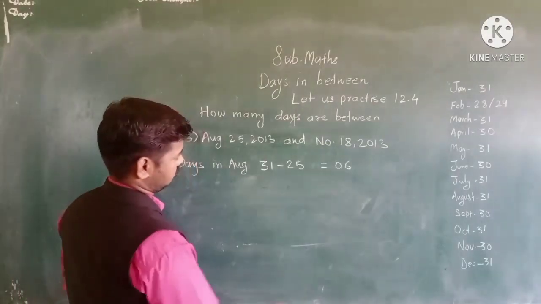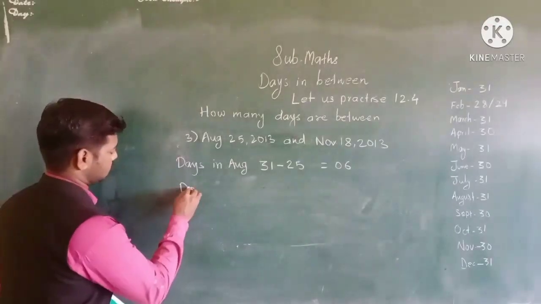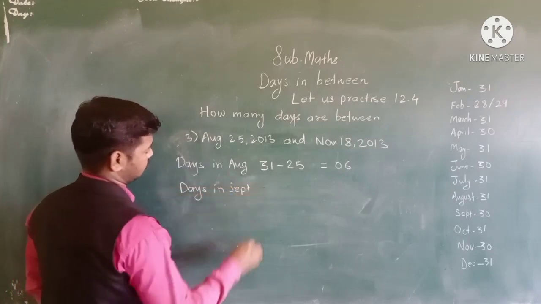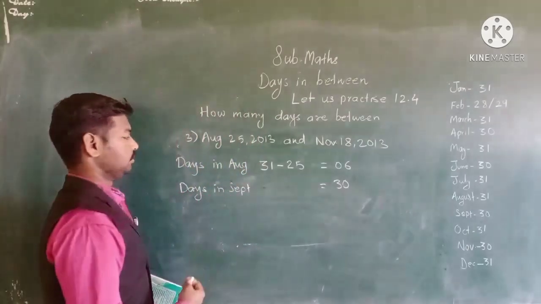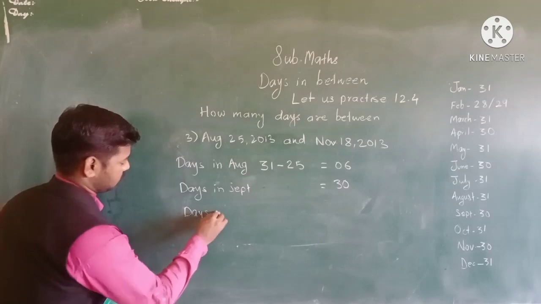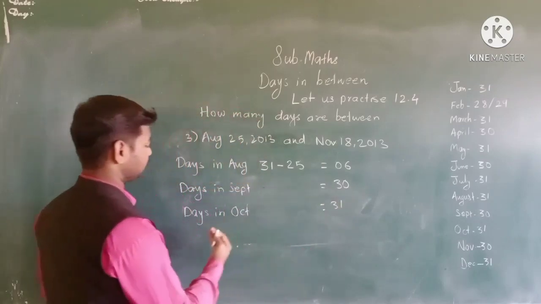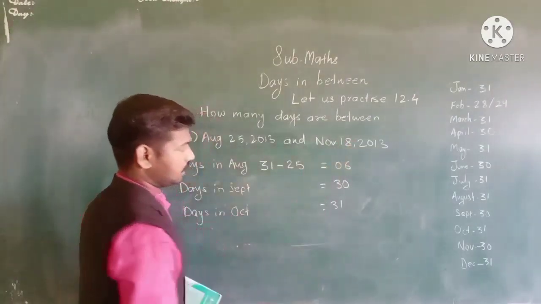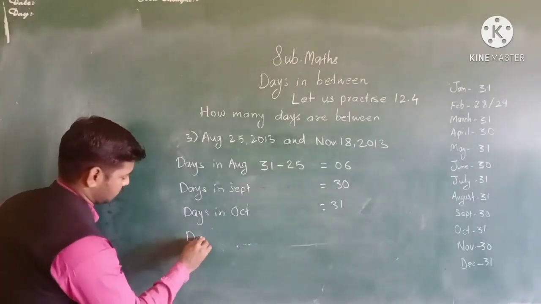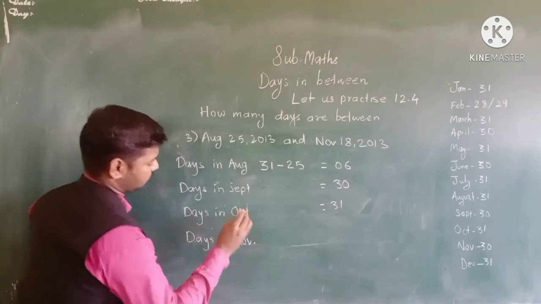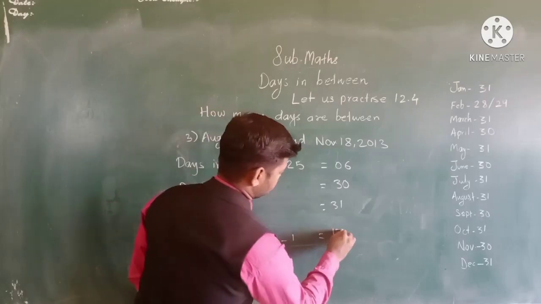After August, September is there. So days in September. So total how many days are there in September? Correct. 30 days are there. Okay? And after September, October is there. So days in October. So there are 31 days in October. After October, November is there. But in November, the date given there is 18. As we know, whatever date is given there as last, we have to minus 1. Then date in November. So the date is given there 18. 18 minus 1, it will be 17.